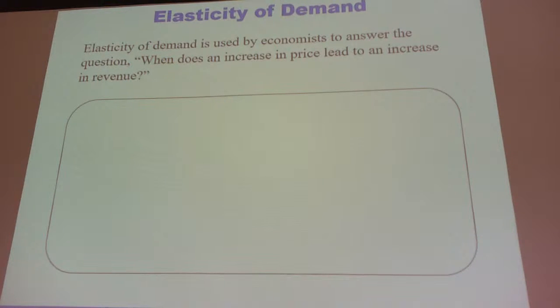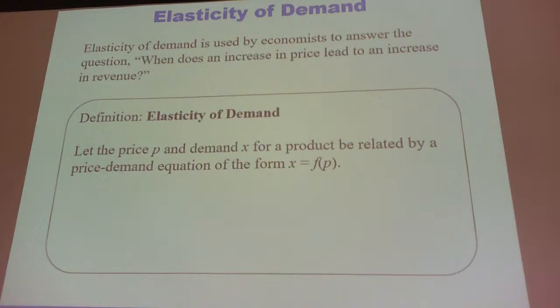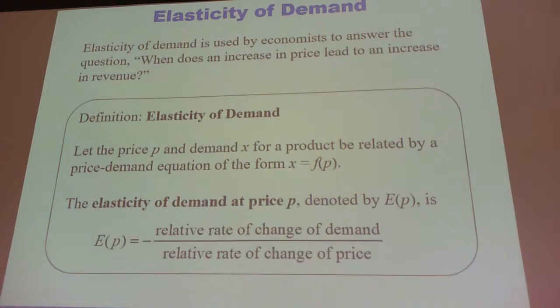So elasticity of demand is used by economists to answer the question, when does an increase in price lead to an increase in revenue? So the definition, elasticity of demand. Let the price be P and demand X. P is price, demand is X. Remember, demand is how much people want for a product, related by the price-demand equation X equals f of P. The elasticity of demand at price P, denoted by E of P, is negative the relative rate of change of demand over the relative rate of change of price.